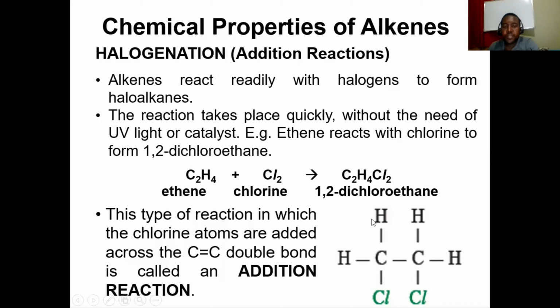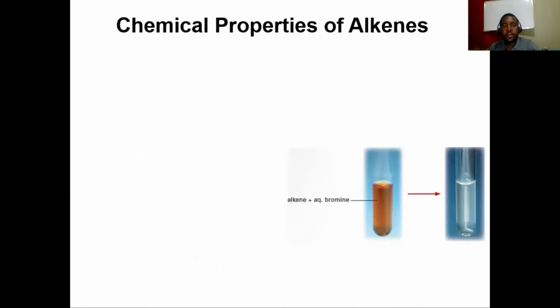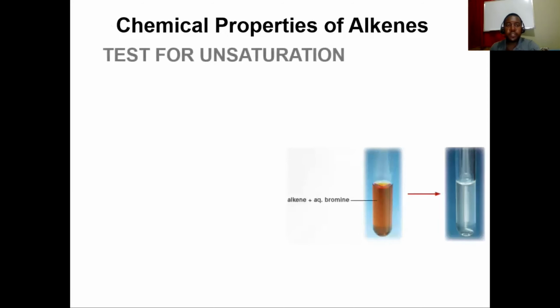So the name 1,2 means that on carbon 1 you have a chlorine, and on carbon 2 you have a chlorine, right? And the di shows that both are the same thing, which is chlorine, right? So this type of reaction is an addition reaction because we're just adding without replacing, all right?